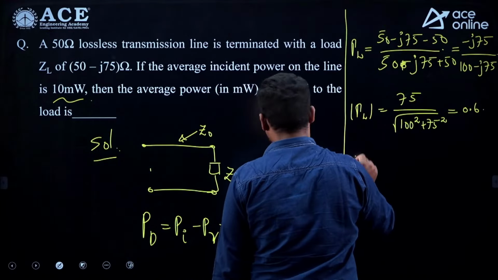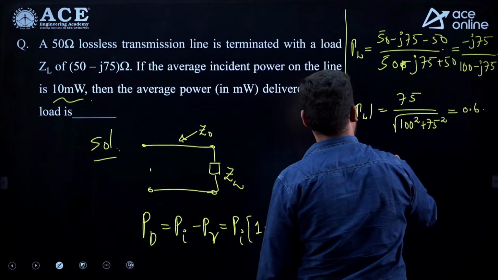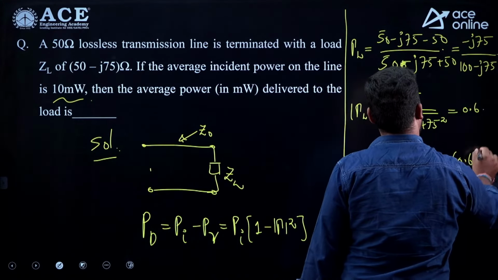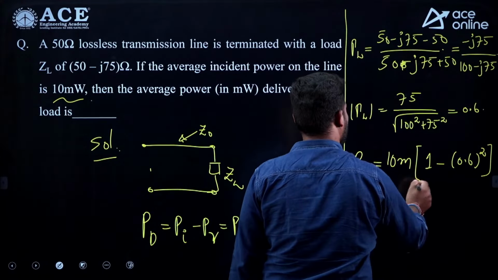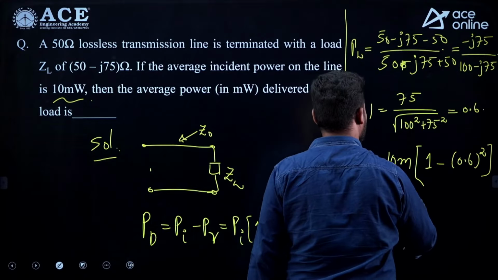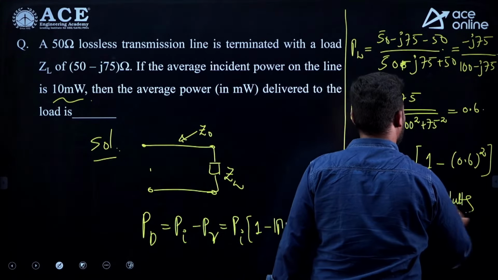So what is the power actually delivered to the load? The power which is supplied is 10 milliwatts into 1 minus 0.6 square. Check out this value, where the reflection coefficient is 0.6. My calculator is showing 6.4 milliwatts. This is the power which is delivered to the load.